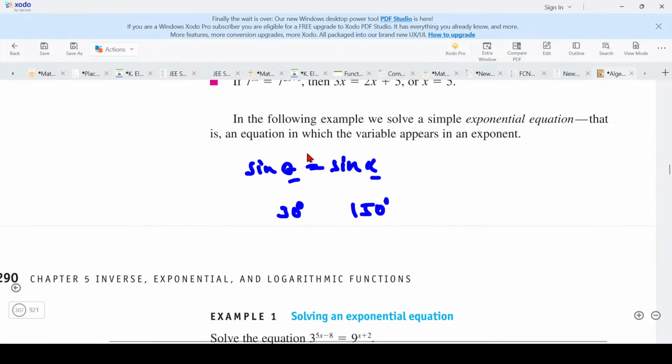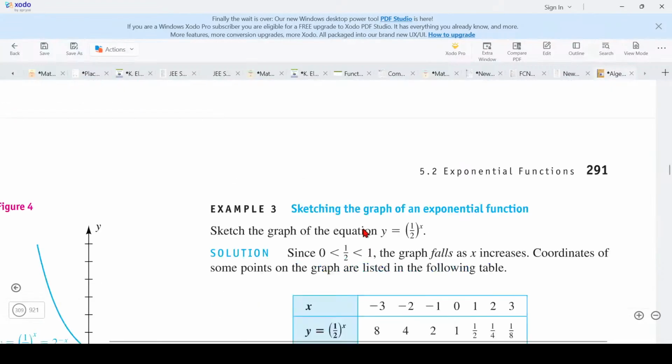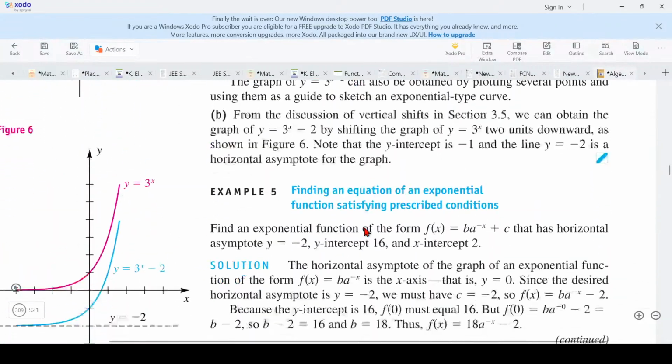For example, let's say x square equals y square. That doesn't necessarily mean x equals y, because minus 2 square equals plus 2 square also. Whenever it is a one-one function, then we can say these things. Now, this is the exponential function.